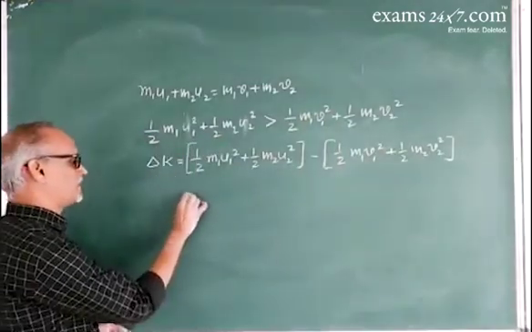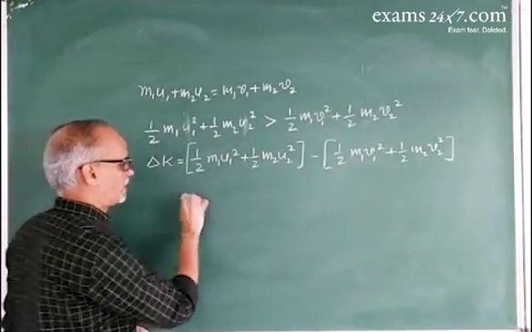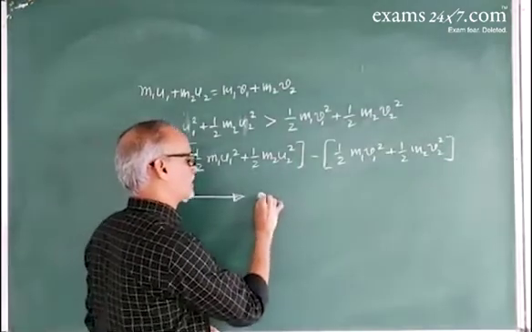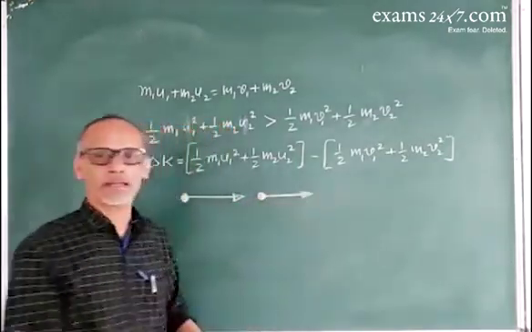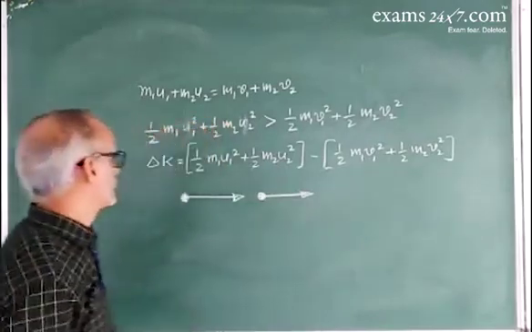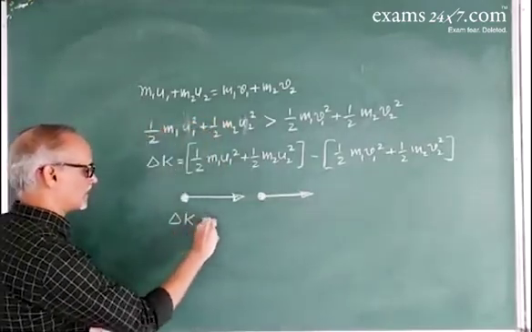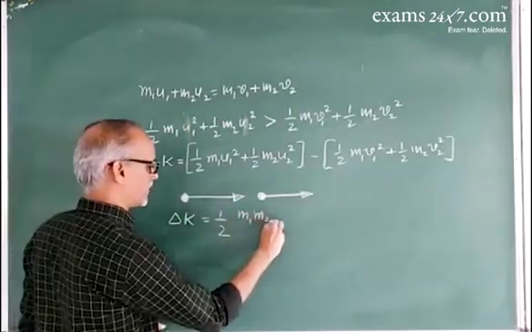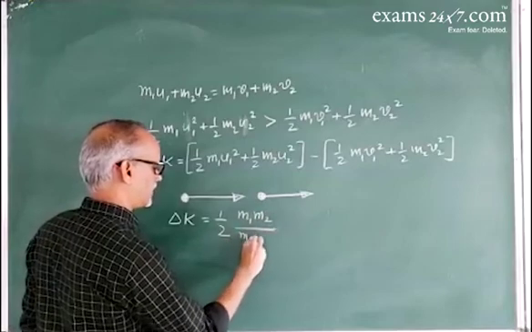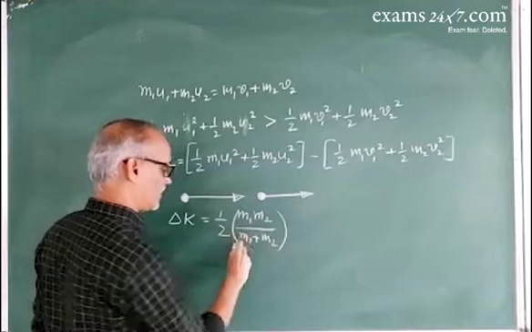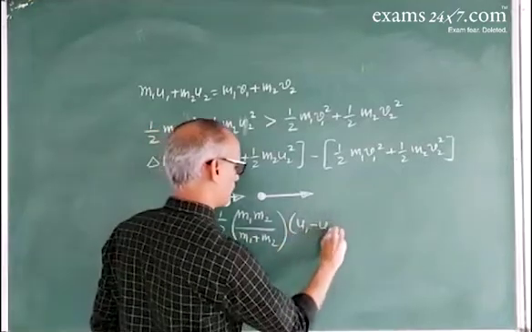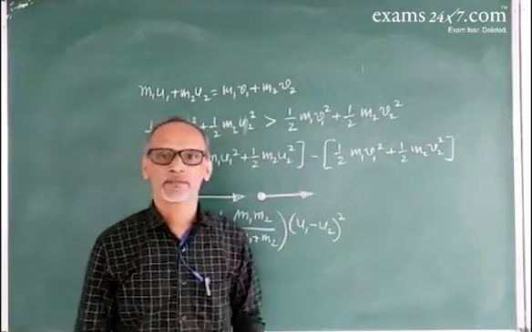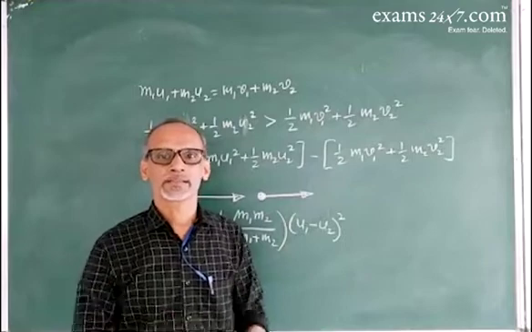If it is a one-dimensional head-on collision, that means the two bodies are moving along a straight line before and after the collision. Then the loss of energy is given by the formula, which is important. Delta K is equal to half m1 m2 by m1 plus m2 into u1 minus u2 the whole square. So this is the loss of kinetic energy in the case of a one-dimensional head-on inelastic collision.